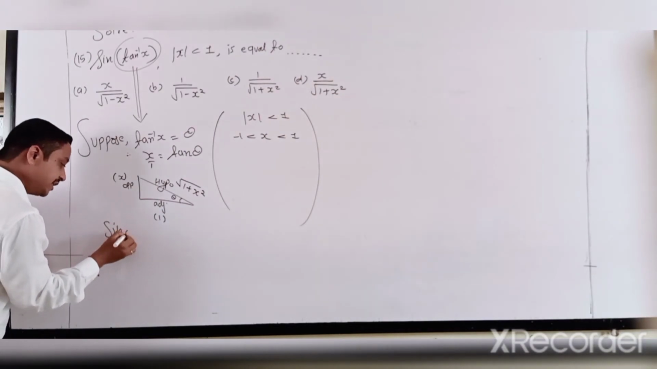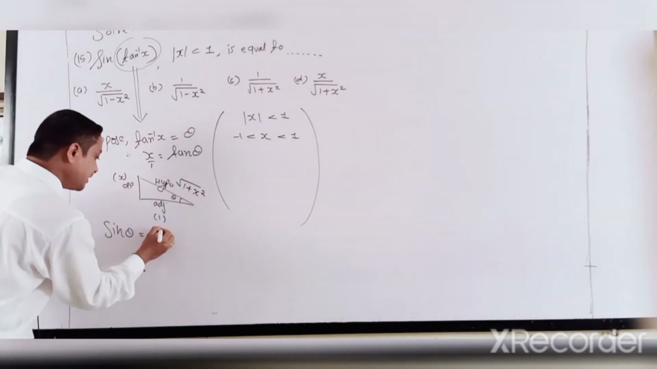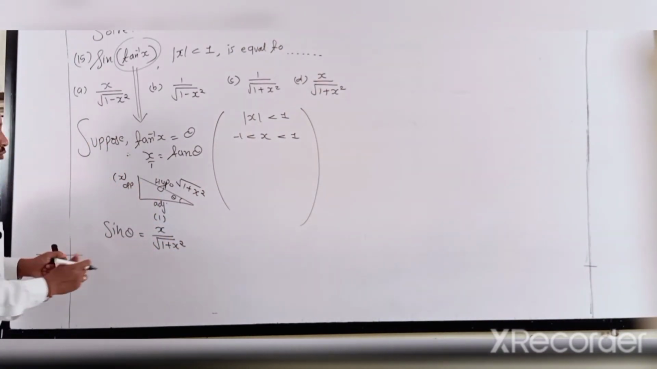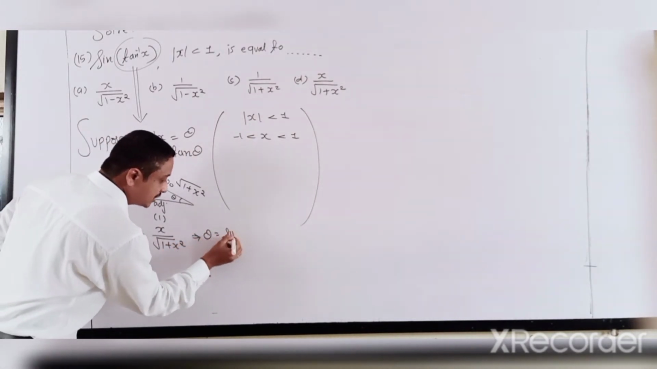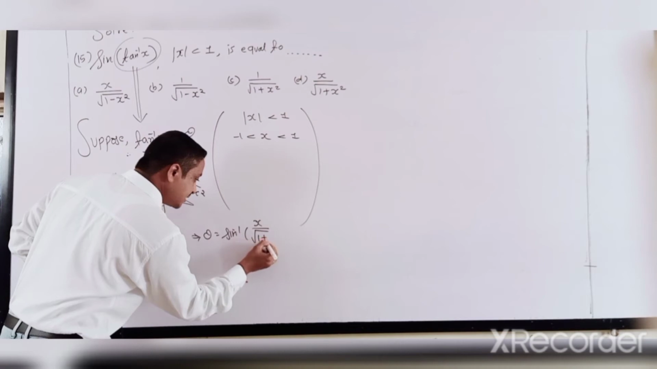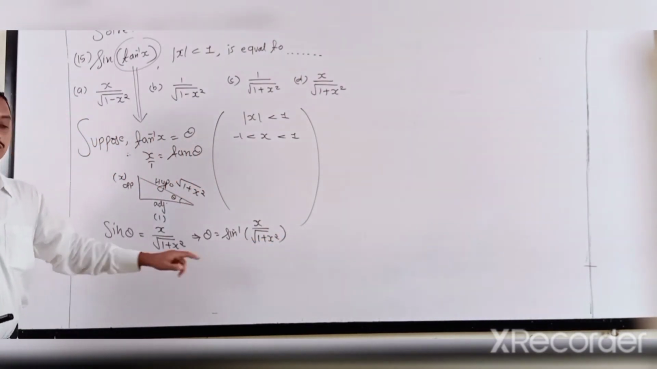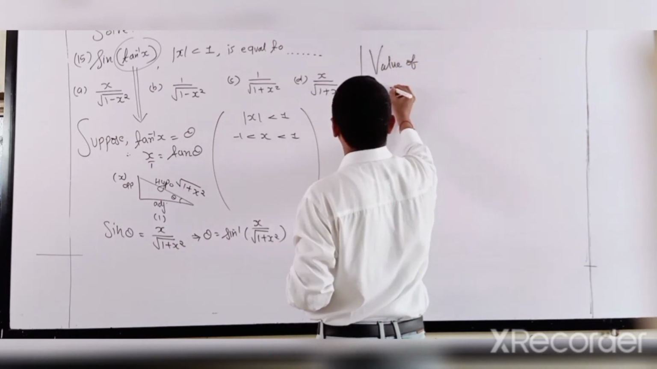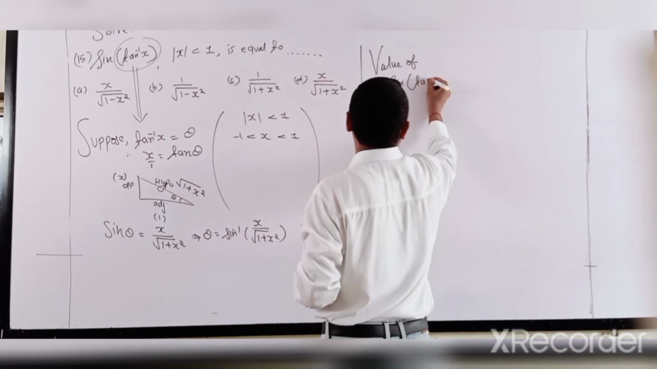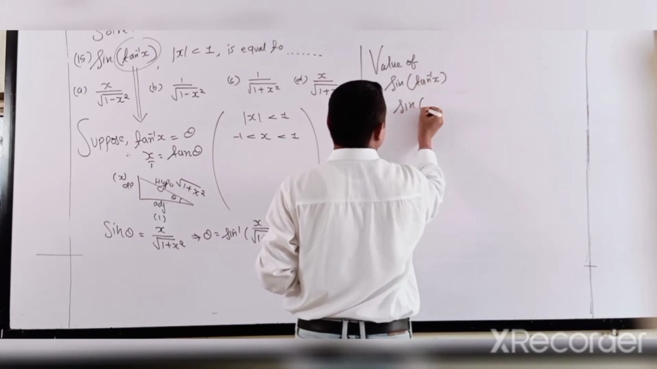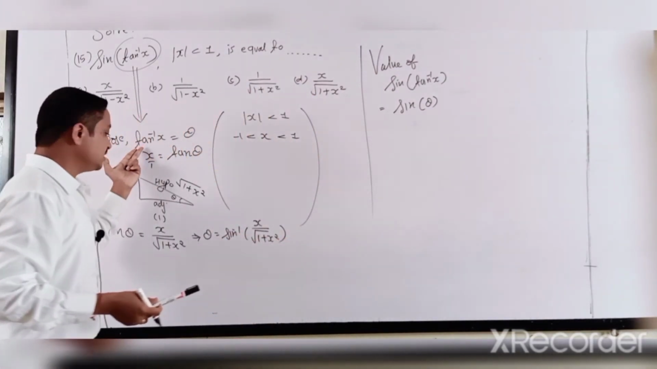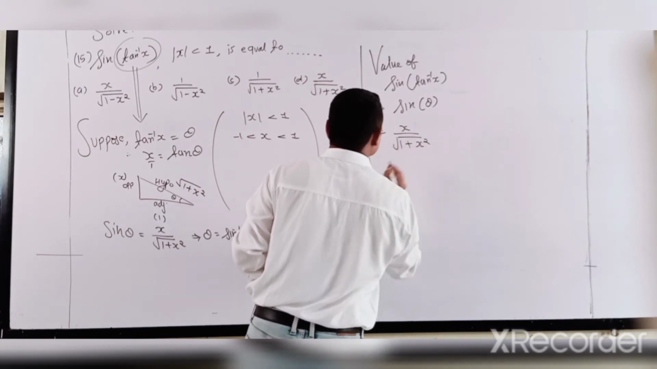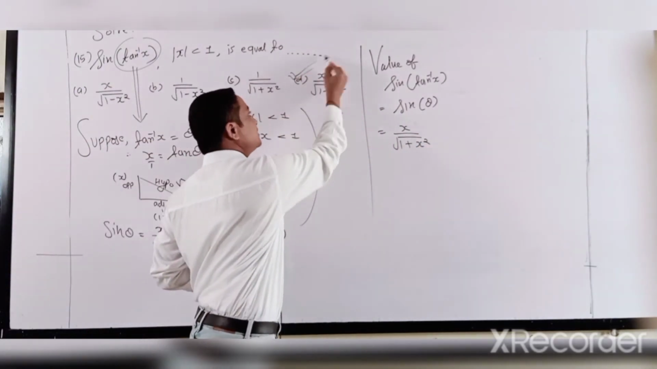So you can easily get sine theta: opposite by hypotenuse, x by under root 1 plus x square. This value is sine theta. So theta is sine inverse x by under root 1 plus x square. Finally, my question, sine of tan inverse x, is sine of theta. Tan inverse x is theta, so what is sine theta? x by under root 1 plus x square, and this option is the answer.